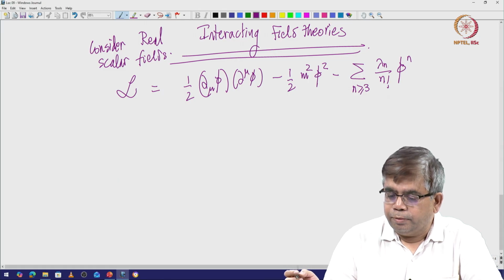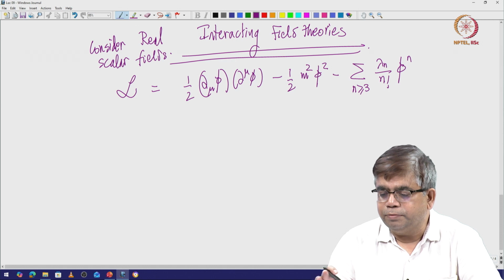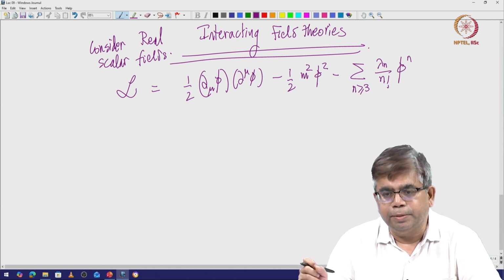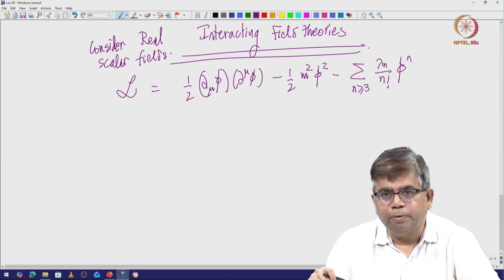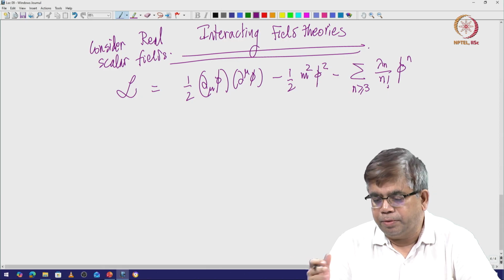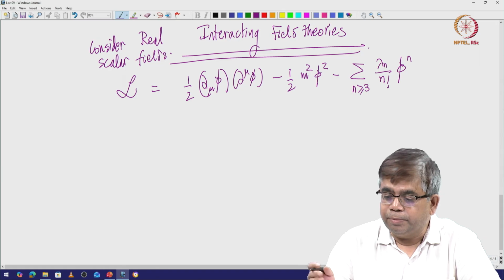Okay. Now let's look into this. There are quite a few things which are interesting here, which are important to mention. The first one is that now you have written phi to the power n. So n can be a large number. I didn't say what it is essentially. n can be a large number, but it starts with 3.